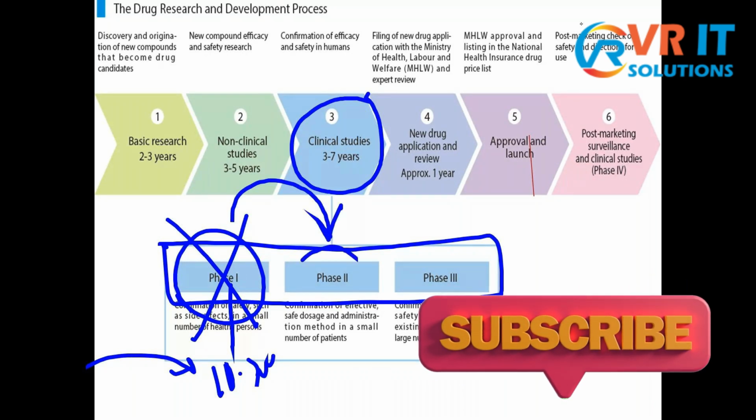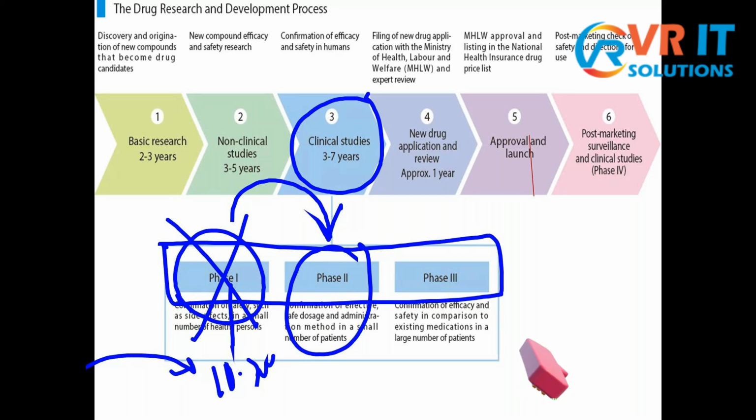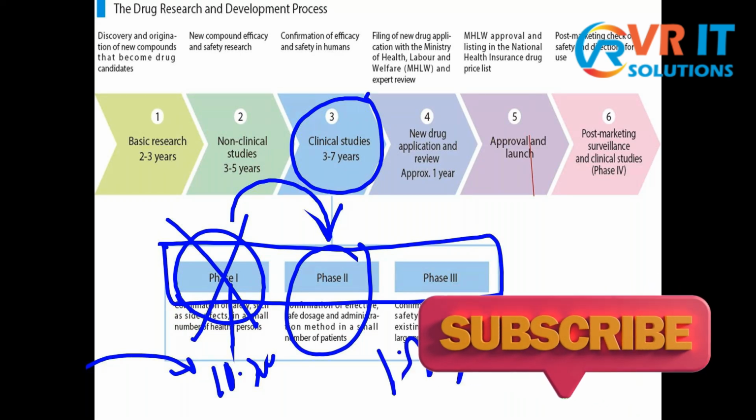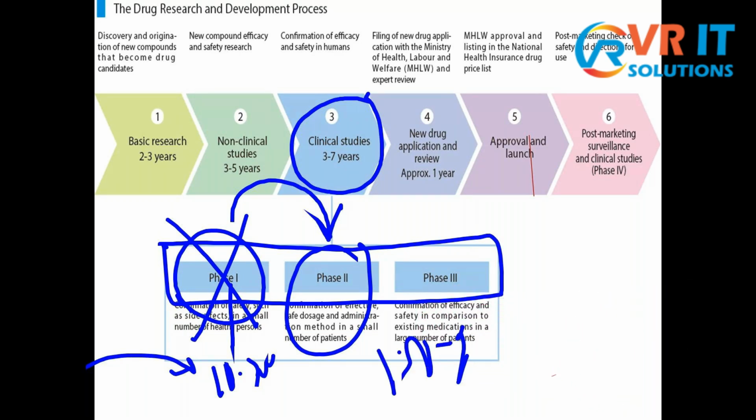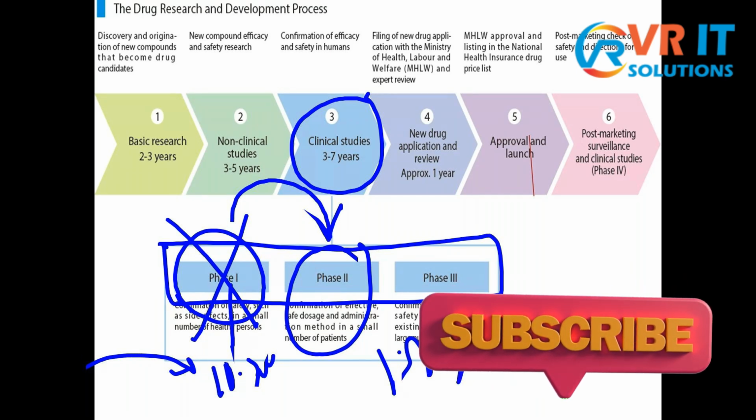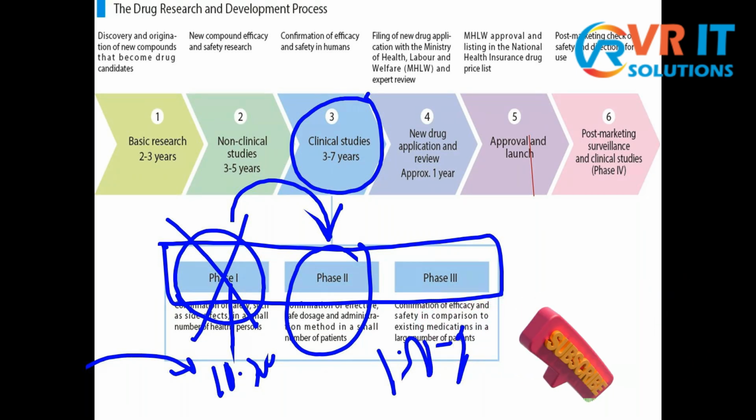In phase 2, around 100 to 200 to 500 people will be selected. Again, the number depends on the therapeutic area. If it is oncology, a very small number of people will be included there.